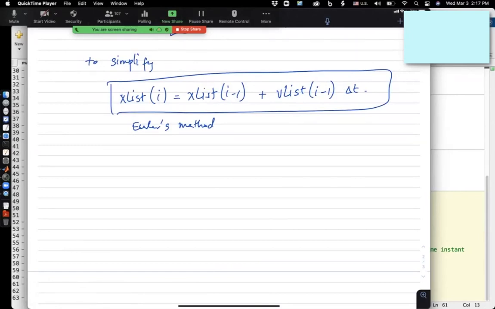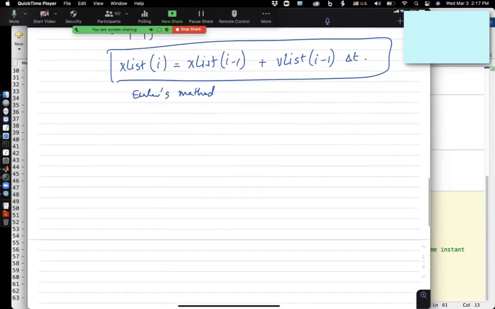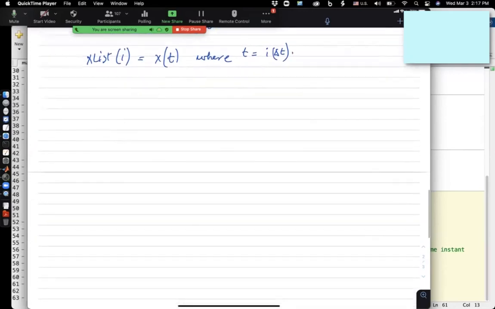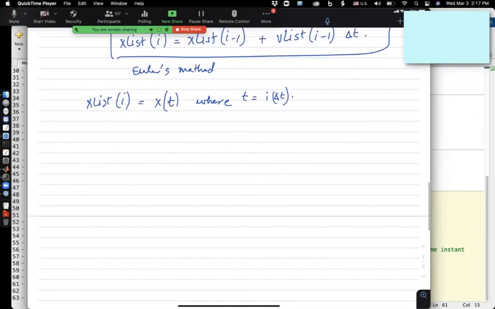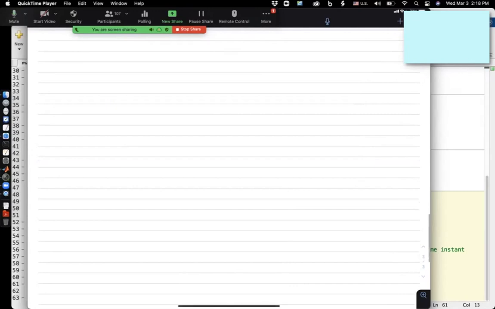Okay, where you're basically saying x list of i is your x of t, where t is equal to i times delta t, okay? So at this time is your ith element of x, okay? So that's for first order ODEs. Okay, so what if we have second order ODEs?